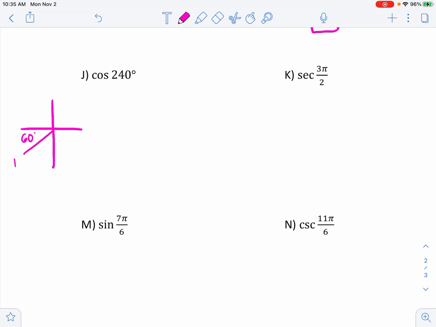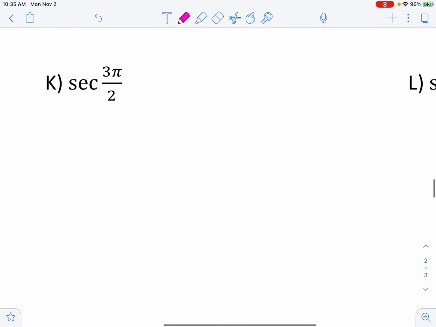Cosine of 240 degrees is in my third quadrant. It's 60 away from my x-axis. That's the ordered pair 1/2, root 3 over 2. Left and down. Cosine is my x value, so negative 1/2.